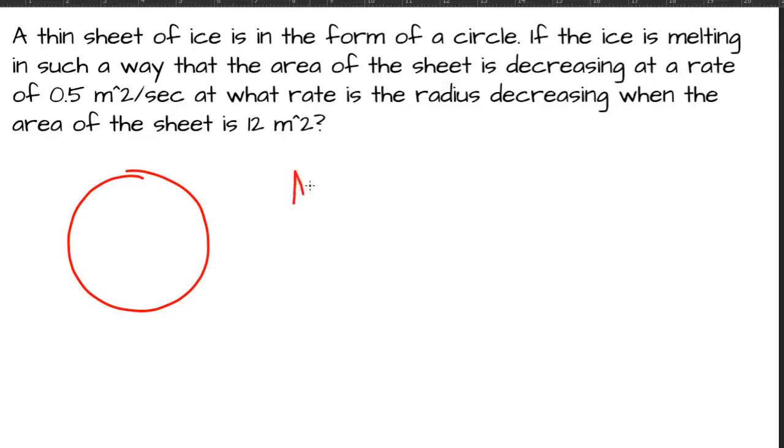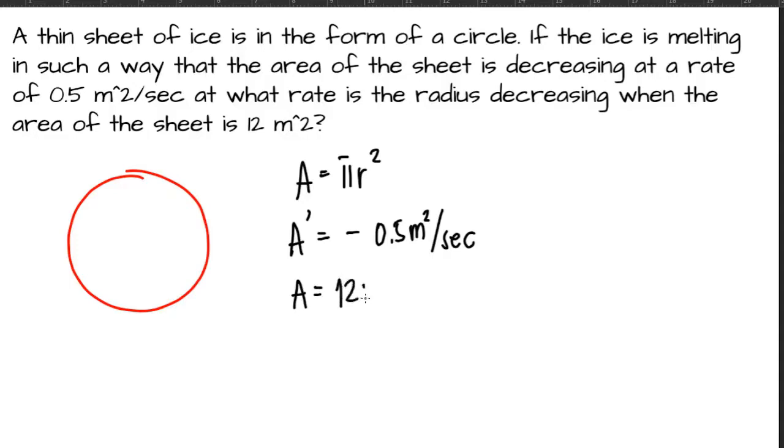Area sa inyong circle is pi r squared. But you know that the area is decreasing at a rate. So, ang ginahatag sa aton sa problem is A prime equals negative 0.5 meters squared per second. Another given, at what rate is the radius decreasing when the area of the sheet is 12 meters squared? So, another given is simply the area at 12 meters squared. Ang ginapangita, the rate sang pag-decrease ka radius. So, ginapangita is R prime.